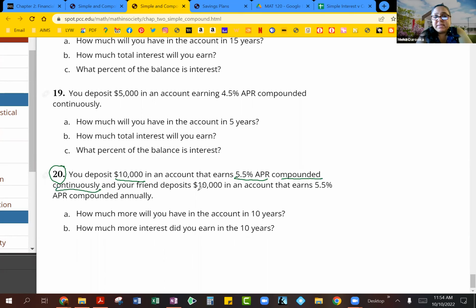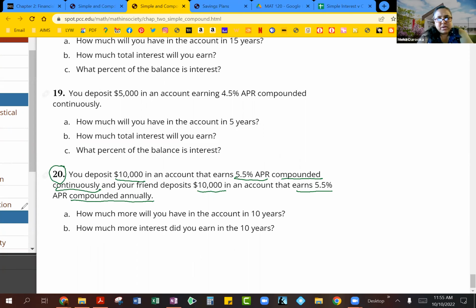Your friend deposits the same amount, $10,000, in an account that is earning 5.5% APR also, but this one is compounded annually. So we are putting it into a compounded continuously account. The friend is doing it in a compounded annually. So how much will you have in your account in 10 years? How much interest did you earn in 10 years? Of course, we need to do this for both of the people who are depositing money.